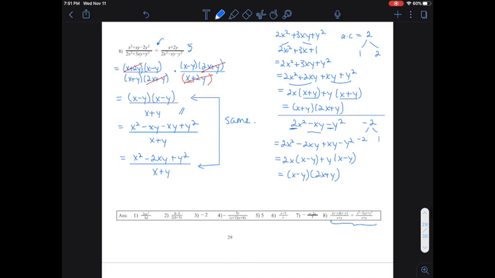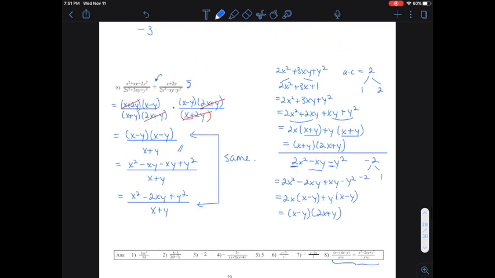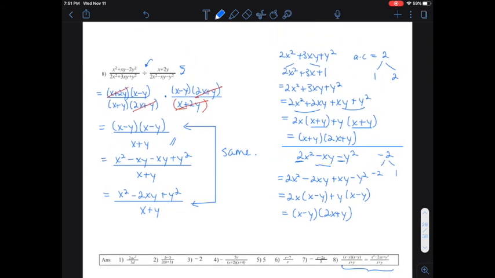Okay, so a nice review of factoring, and you've got the gist of how to multiply and divide rational expressions.